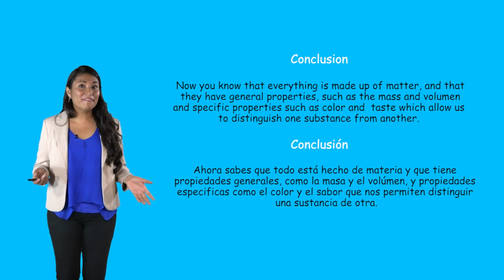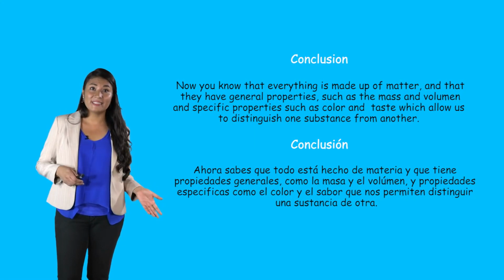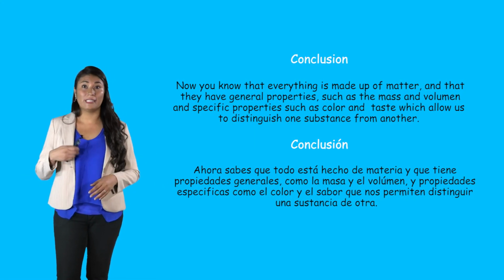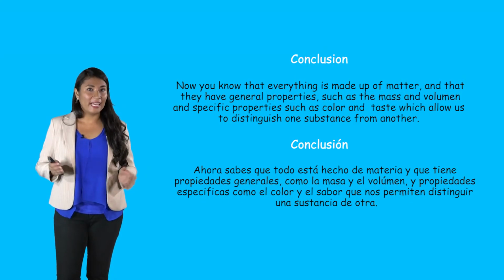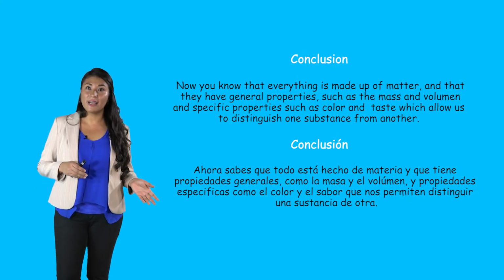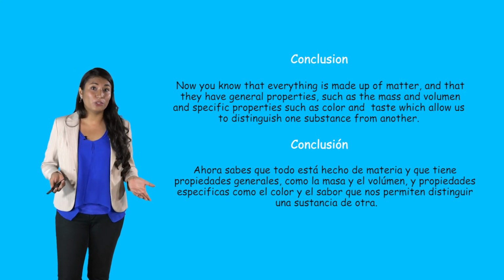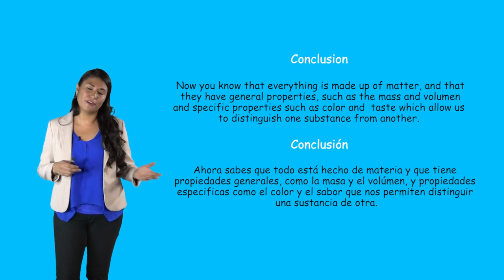Now you know that everything is made up of matter and that they have general properties such as mass and volume, and specific properties such as color and taste, which allow us to distinguish one substance from another.